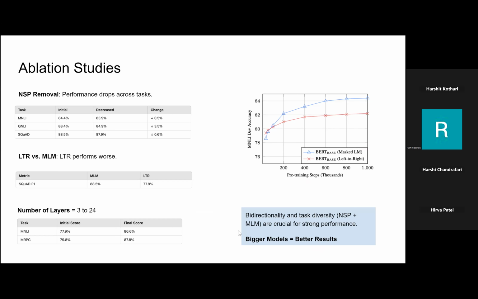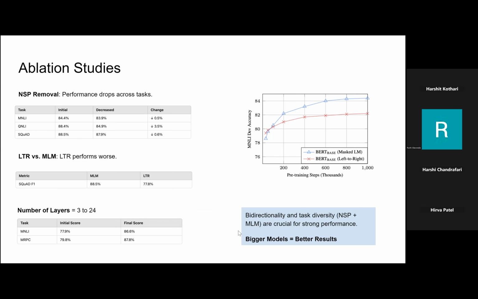Next, we found if left to right pre-training was better than masked LM pre-training, and again it was found that it has a significant difference on the metrics, as we can see on SQuAD. This is because in the left to right model it has only unidirectional information, whereas in the masked LM model we have information from both sides. This helps the model to better predict the words, or get a better understanding of the language itself.